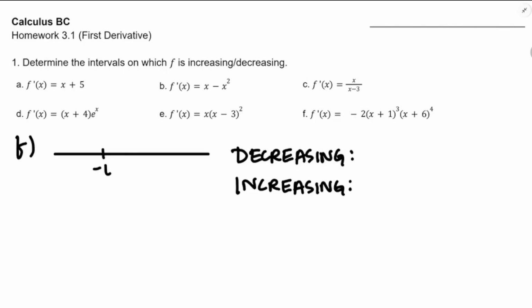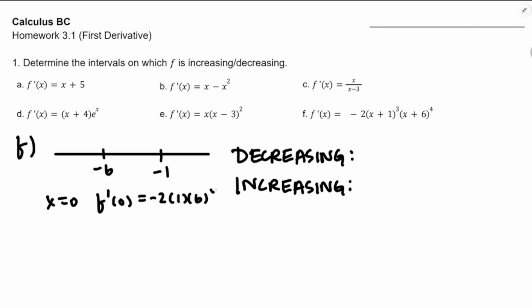I'll put these here. And what we're going to do is we're just going to do one test point, and then we're going to use the multiplicity of the roots to determine whether or not there's going to be a sign change. I'd forgotten about this trick, but one of my students had reminded me of it, and I really liked that. So I'm going to do that one here. I'm going to say where x equals 0, I've got f prime of 0 equaling -2 times 1 to the third times 6 to the fourth. That's a big negative number.